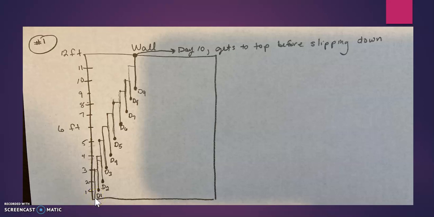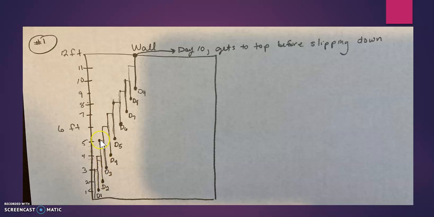So day 1, the start of day 1, he goes up 3 and then he comes back 2. So this is where he is at the end of day 1, also the beginning of day 2. Day 2, he ascends 3 and then comes back down 2. Here's where he is at the end of day 2, but also the beginning of day 3.